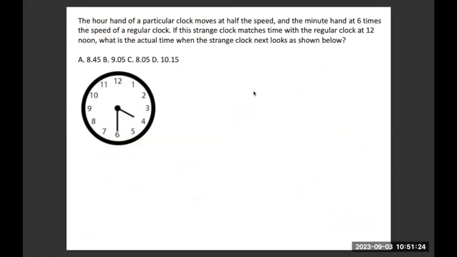Okay. Here, this is a very weird kind of clock. It's a one of a kind clock. What is given is the hour hand of this particular clock moves at half the speed, and the minute hand at 6 times the speed of a regular clock. Hour hand is moving half the speed and minute hand is moving 6 times. If the strange clock matches time with a regular clock at 12 noon, at 12 noon they both show the same time.